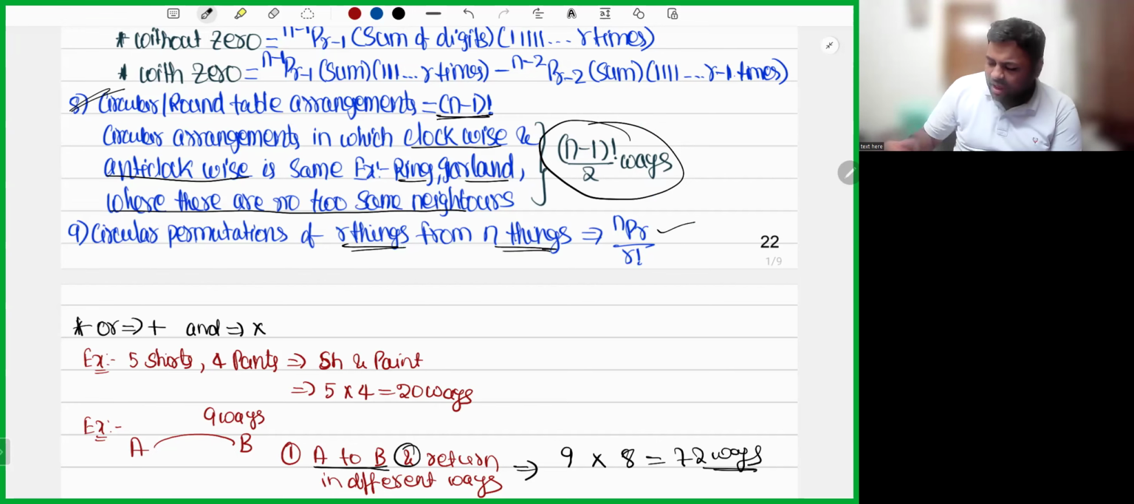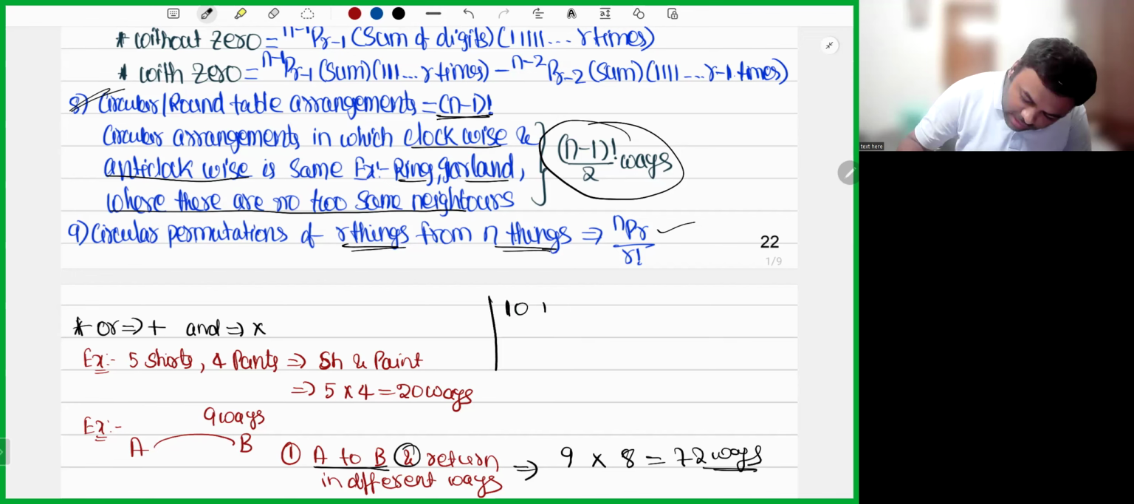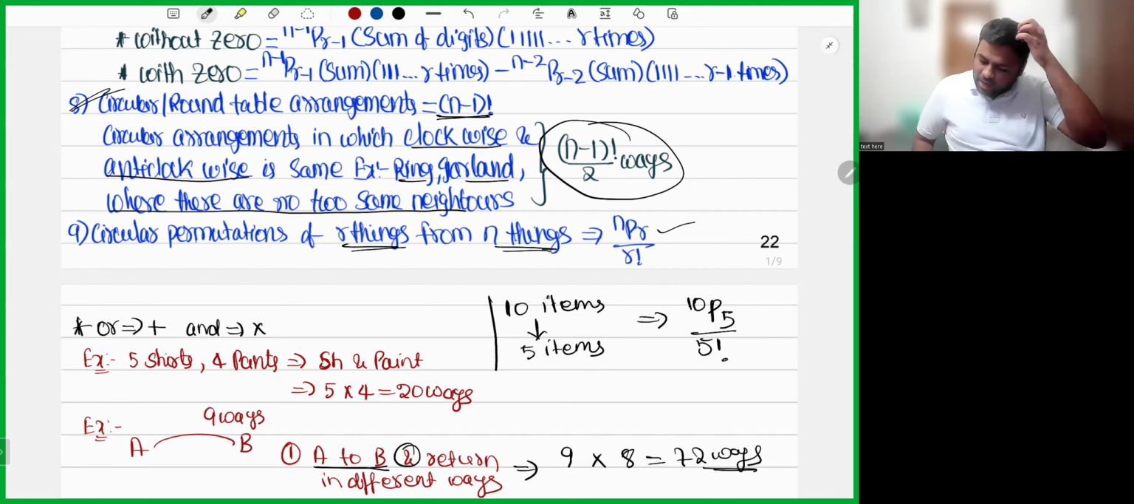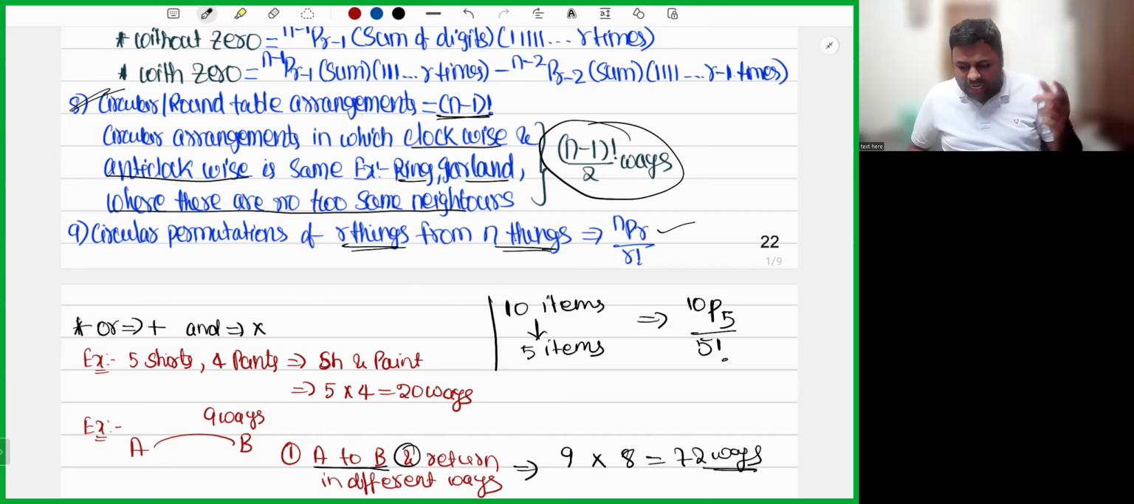But basically, we don't have this in our book. No questions we have. However, I'll tell you one question. 10 items are there. You need to take 5 items and form a circle. How will you form? You will form 10P5 divided by 5 factorial.